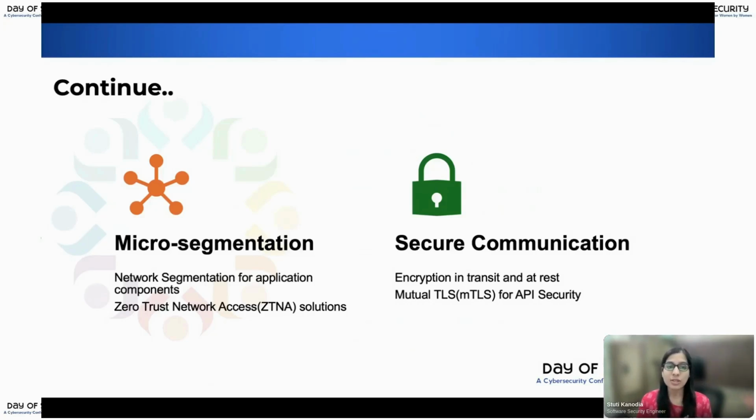So yeah, this was all about the theory that I wanted to explain: what is zero trust security, what are the key principles involved in zero trust security, and how we can incorporate zero trust security within application security.